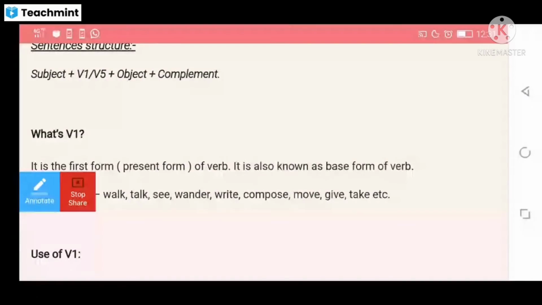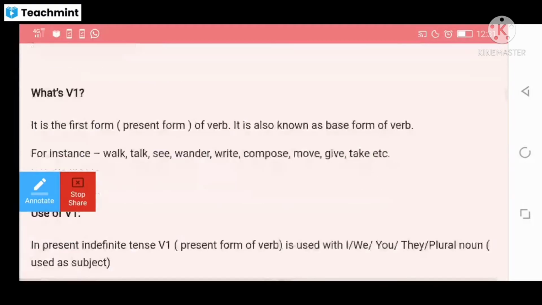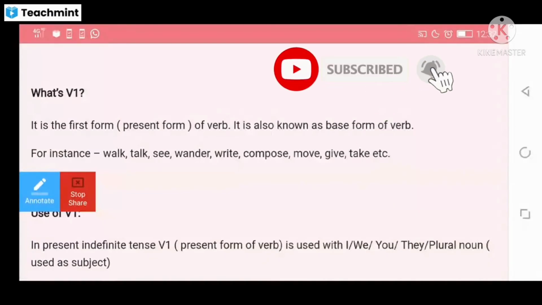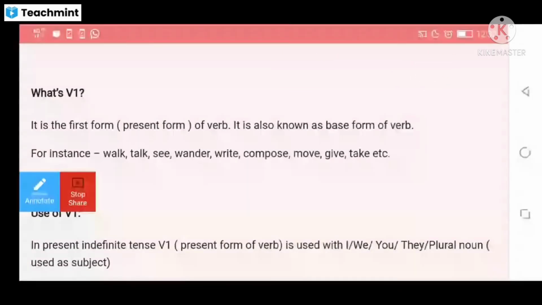Since V1 is the first form, that is the present form of the verb. I hope that this is clear to you all. You know well what is V1, what is the present form of the verb. It is actually the basic form of the verb, and hence it is called the base form of the verb. For instance, walk, talk, see, wander, write, compose, move, give, take, etc. See, all these verbs are said to be in V1, which is also called the present form or base form of the verb.